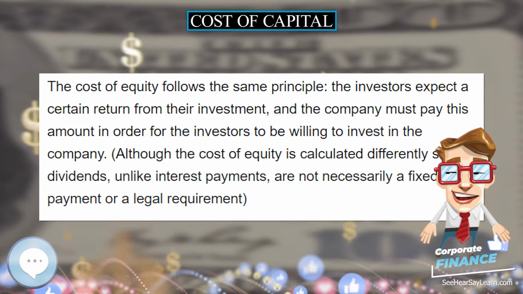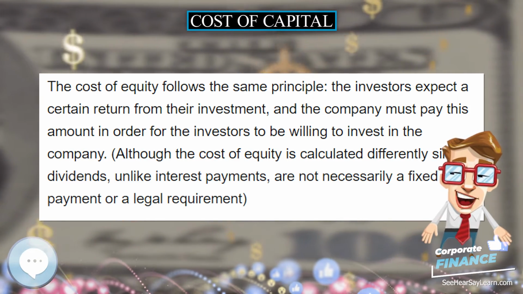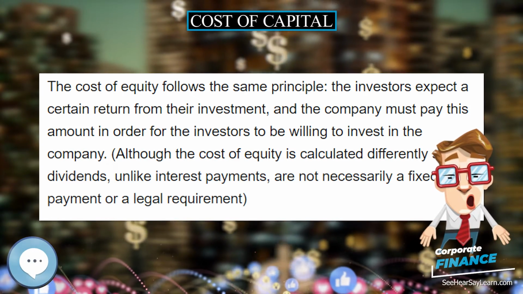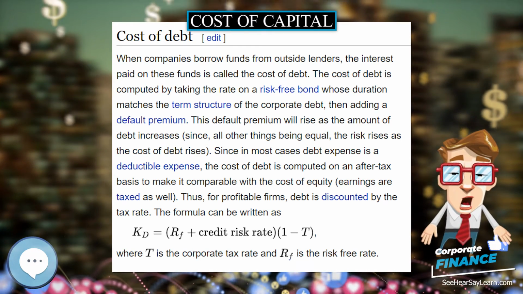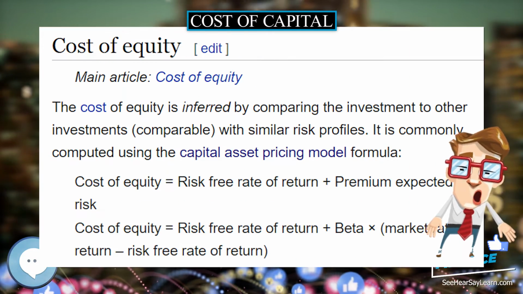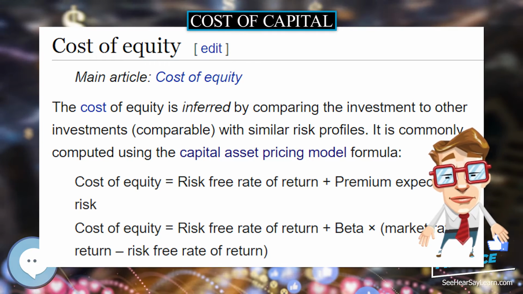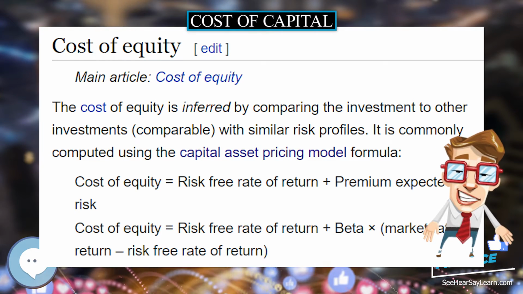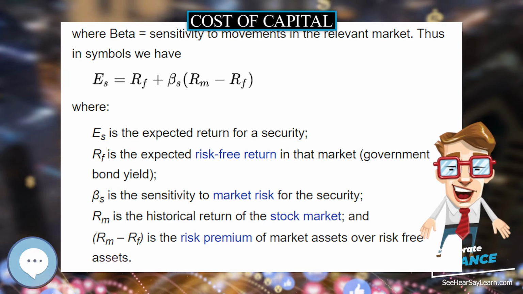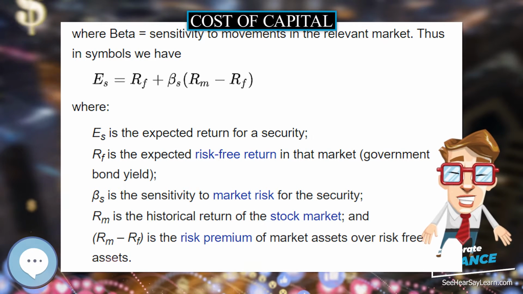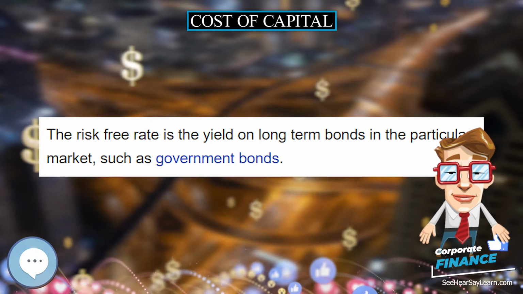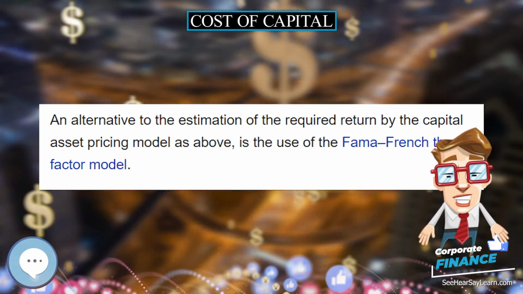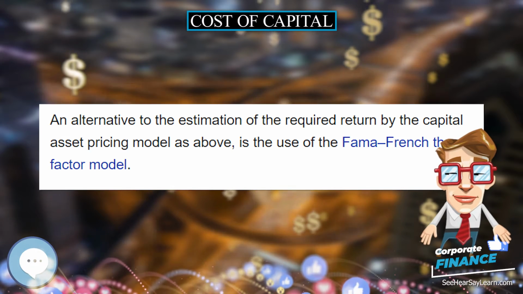Since in most cases debt expense is a deductible expense, the cost of debt is computed on an after-tax basis to make it comparable with the cost of equity. Earnings are taxed as well. Thus, for profitable firms, debt is discounted by the tax rate. The formula can be written as where T is the corporate tax rate and R_F is the risk-free rate.